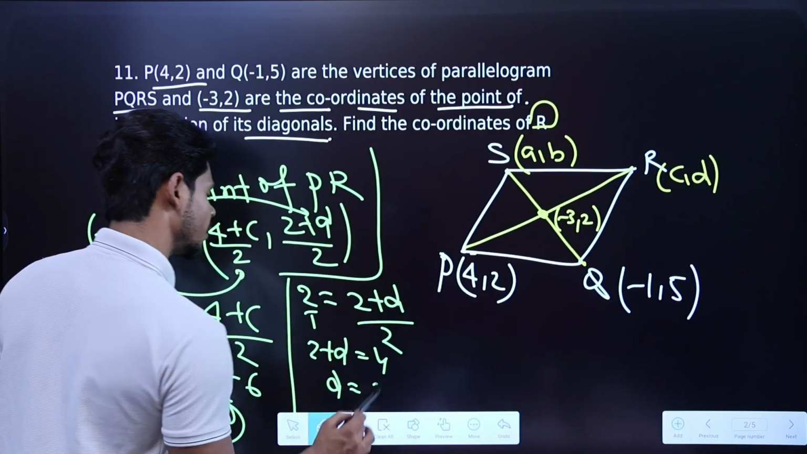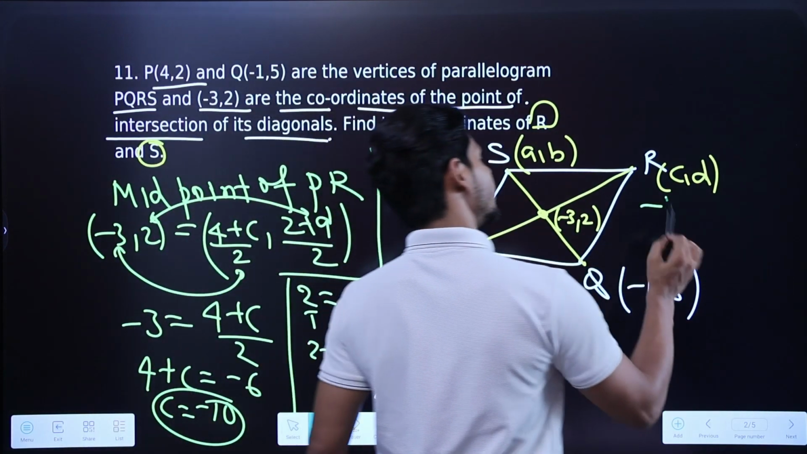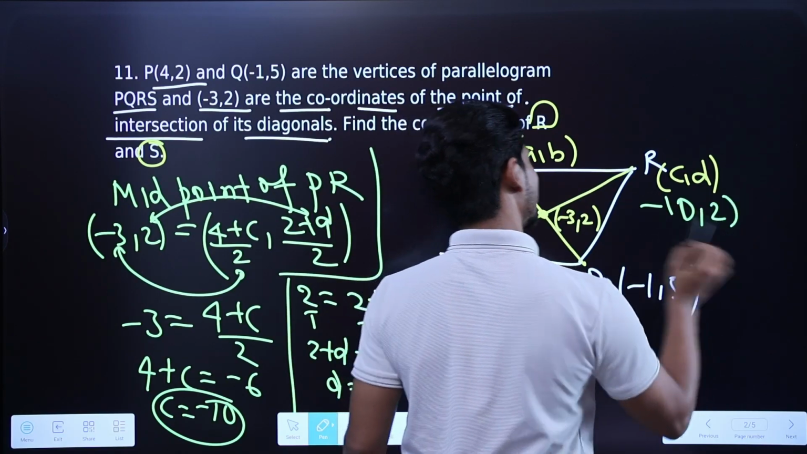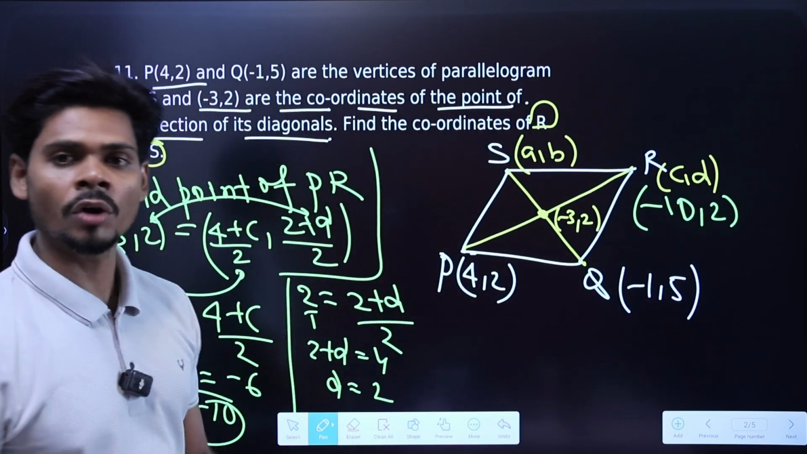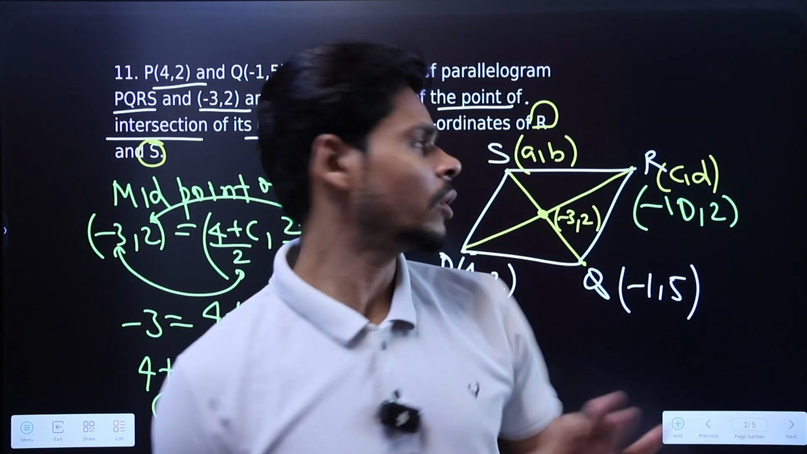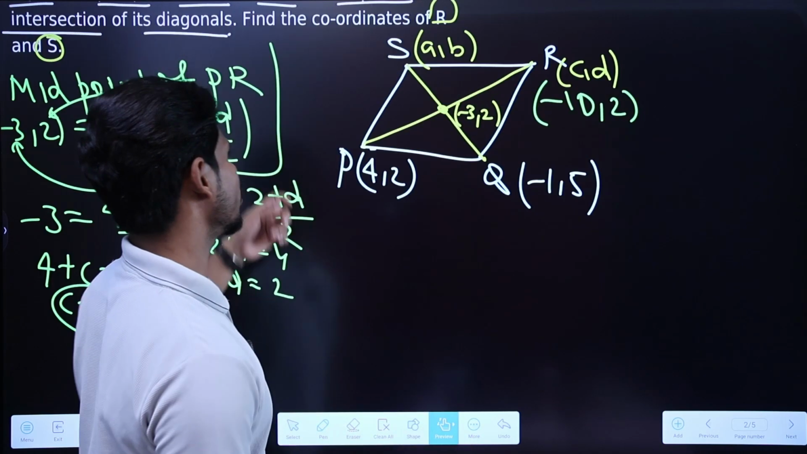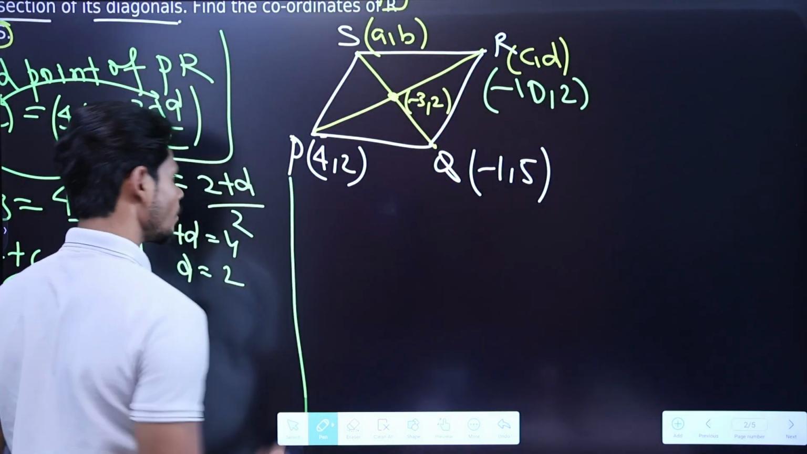So from here you will get D as 2. So C is minus 10 and D is 2. So minus 10, 2 will be the coordinates of R. Now similarly we need to find the coordinates of S. Okay, now for that again we are going to do exactly the same thing.